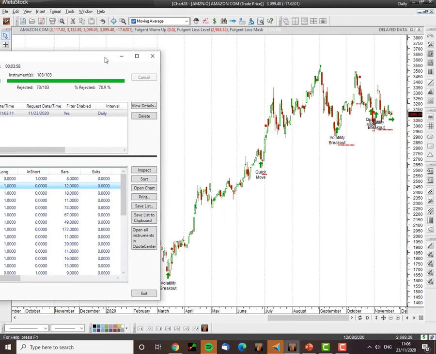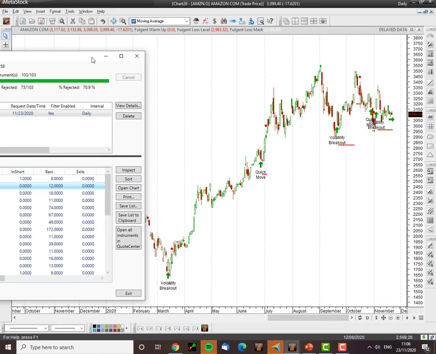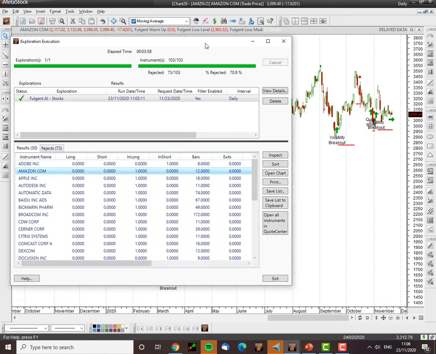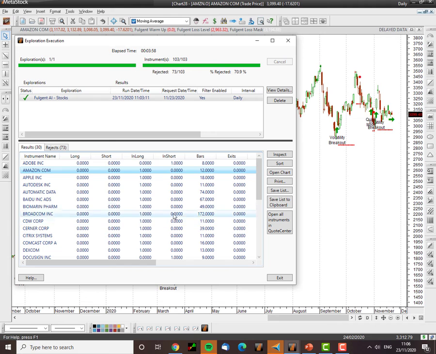Now the AI has generated some fantastic trades so far this year. You can see here a volatility breakout, quick move. So you had huge moves in the AI. It's generated some fantastic trades in Amazon.